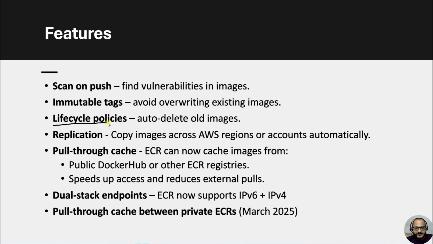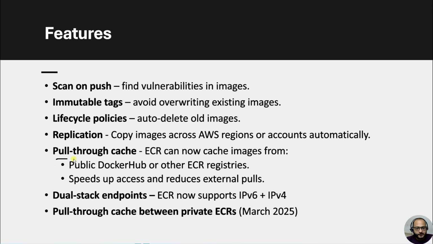Then we have lifecycle policies. These are generally used to auto-delete old images. Instead of doing it manually, you can set up a lifecycle policy which will automatically delete old images based on the duration which you have defined. Another is replication. Replication is generally used to copy images across AWS regions or accounts automatically.